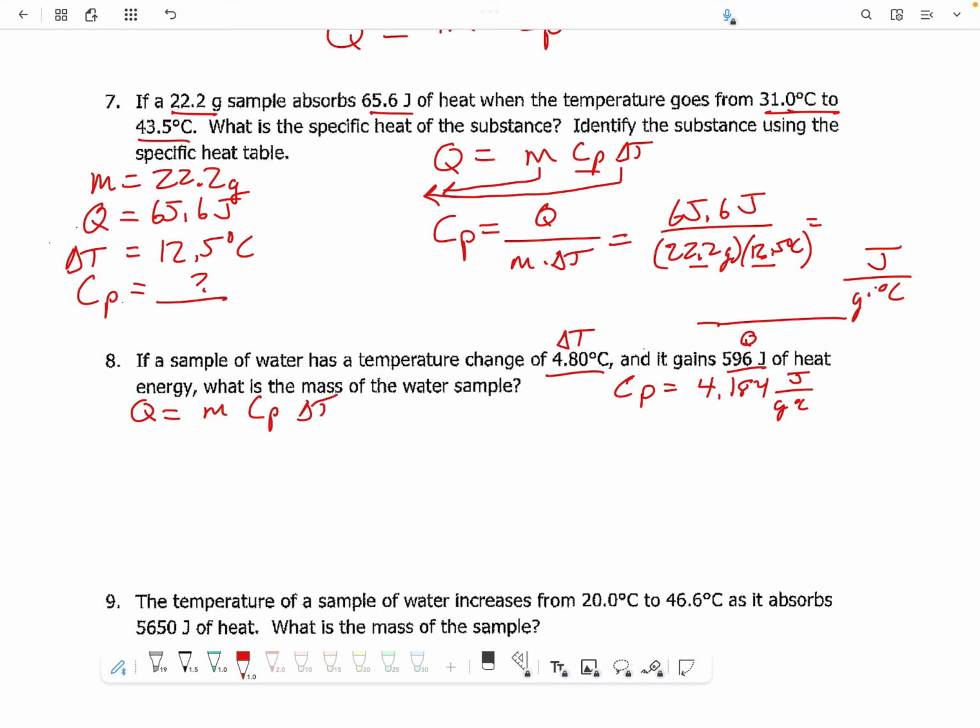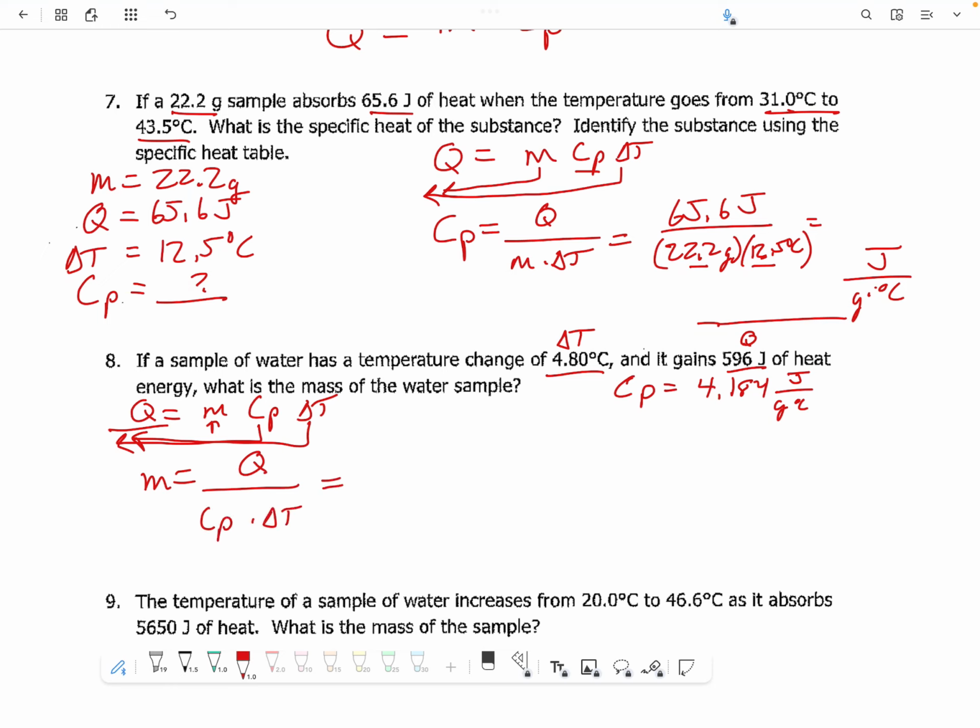And so now, let's substitute our values. Oh, let's rearrange it first. Let's solve for the mass. So specific heat has to go over here, and change of temperature has to go over here, underneath the Q. So let's solve for this mass right there. Mass equals the heat divided by the specific heat times the change of temperature.